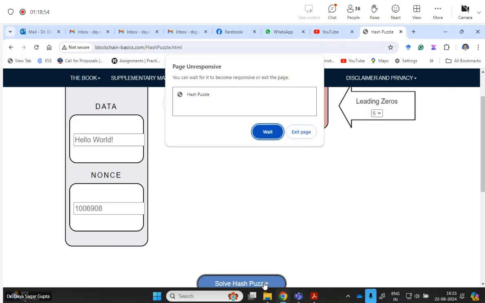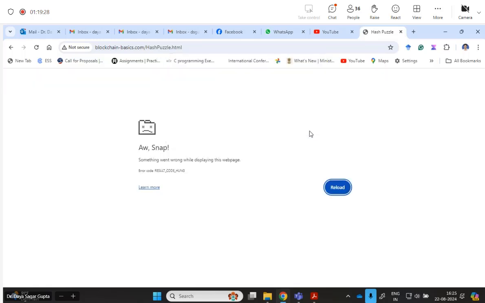Waiting. Now it is hanging because the number reaches 10 lakhs here. Now the page is unresponsive. Why is that? Because the nonce number is very, very big here, and to compute the nonce, whatever program is written is taking much time. That is the problem. So we did solve the problem.